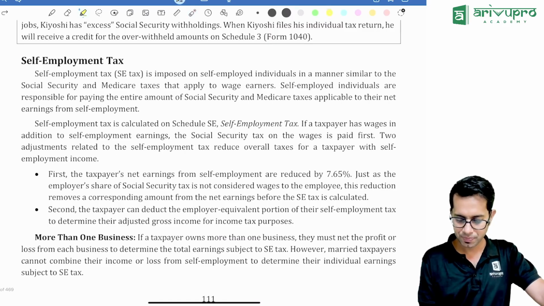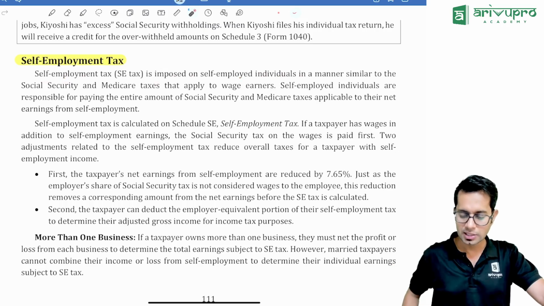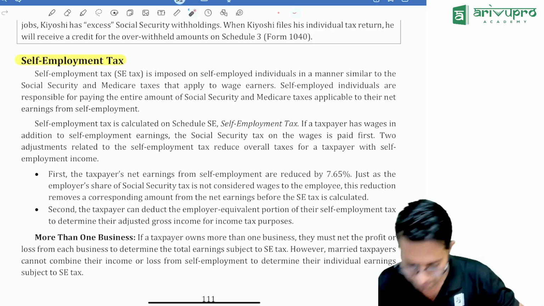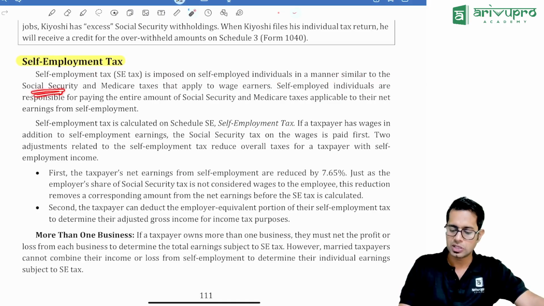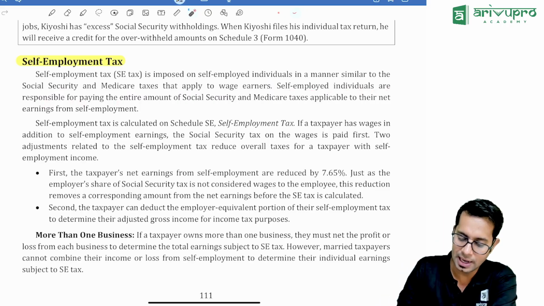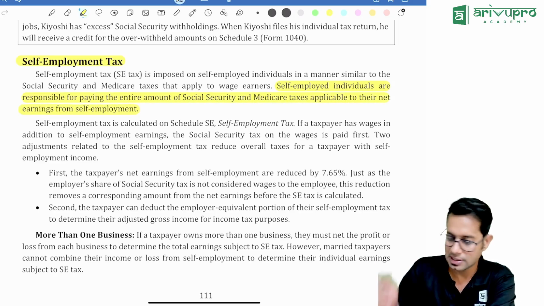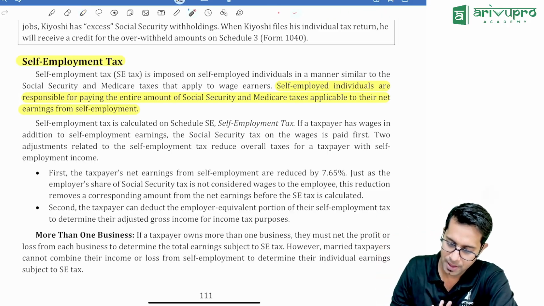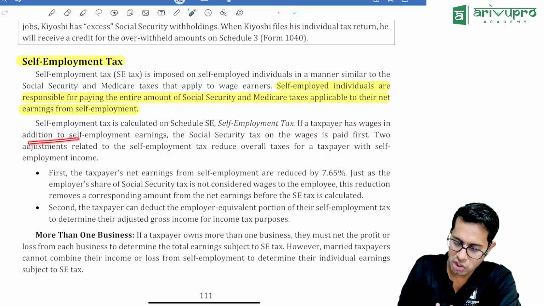What is self-employment tax, sir? Self-employment tax is imposed on self-employed individuals in a manner similar to the Social Security and Medicare taxes that apply to wage earners. Self-employed individuals are responsible for paying the entire contribution of Social Security tax and Medicare taxes applicable on their net earnings from self-employment. Self-employment tax is calculated on Schedule SE if the taxpayer has wages in addition to self-employment earnings.